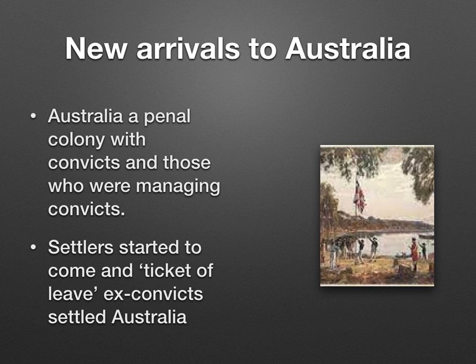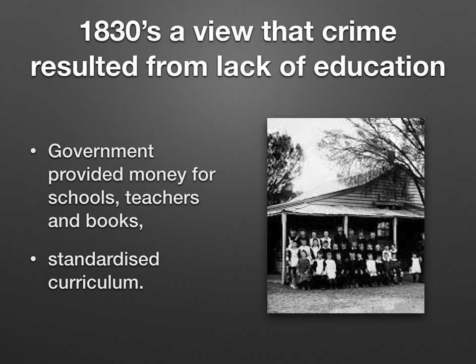If we have a look at the new arrivals to Australia, it must have been an interesting place to come to. Australia was basically a penal colony with convicts and people who were managing convicts. So you basically had those two. In the very early days, you had convicts or people who were managing convicts. They were the people who were here. Then we started to get settlers come, and we also had ticket of leave or ex-convicts who settled Australia as well.